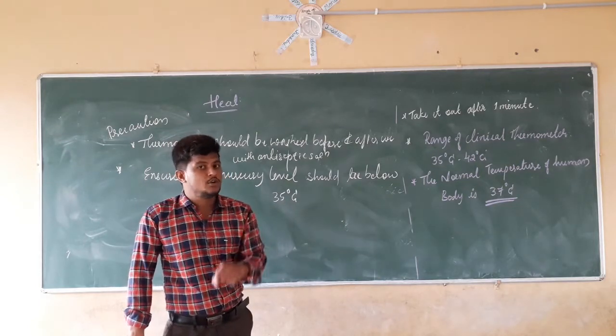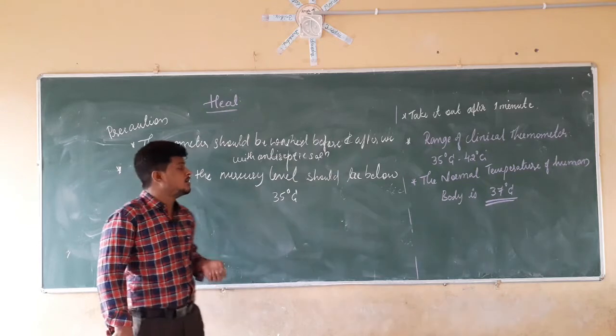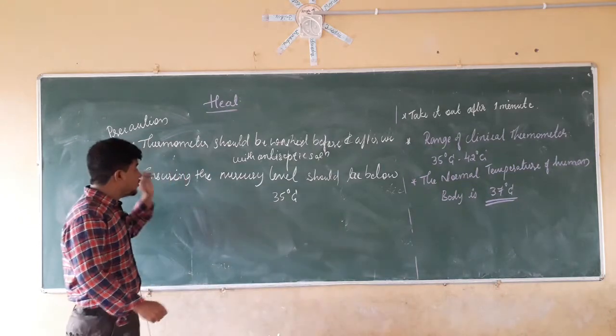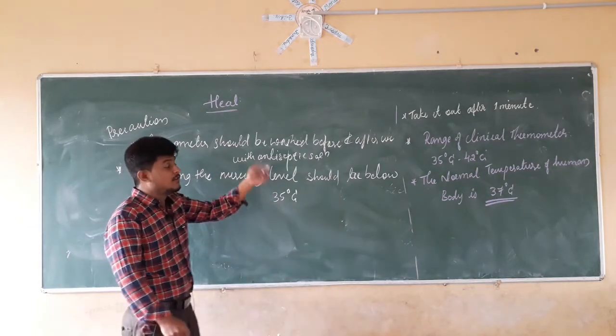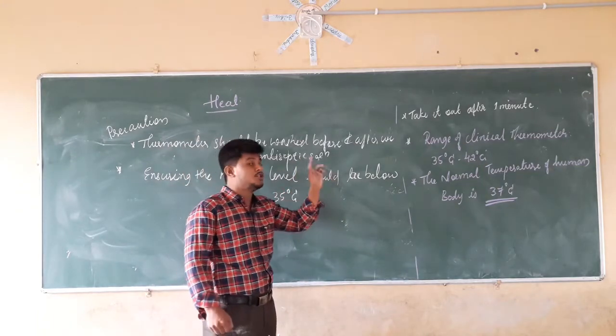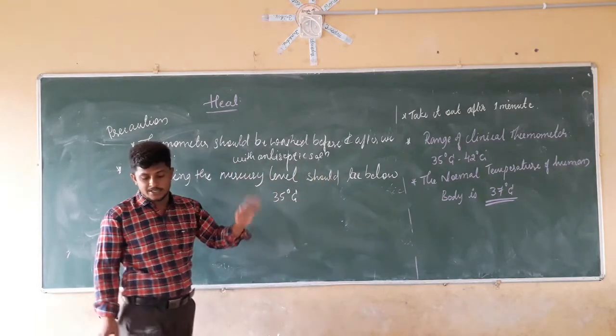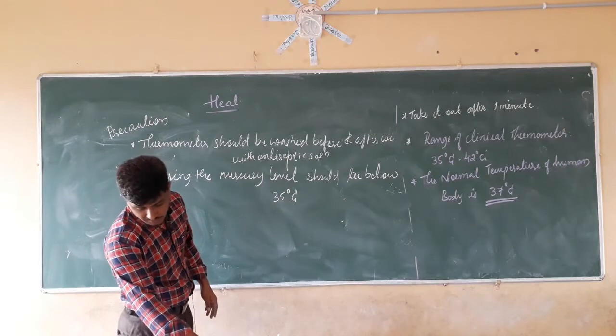To accurately predict my body temperature, what will I have to do? I have to ensure the mercury level present in the thermometer is below 35 degrees Celsius. Right?